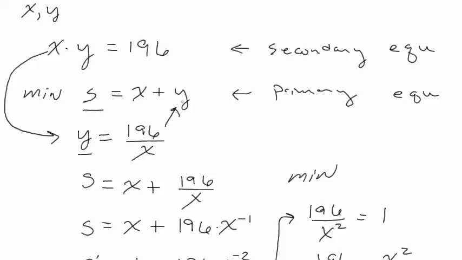So there's a whole bunch of numbers we can multiply together to give us 196. But when we add those numbers, we want to make sure that the two numbers we add together give us the smallest sum. So that's pretty cool, I think.